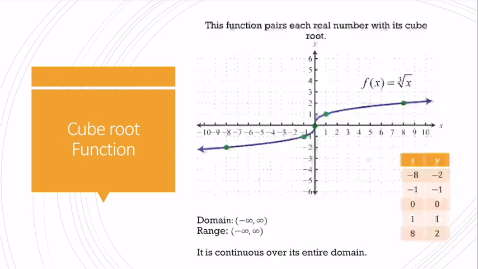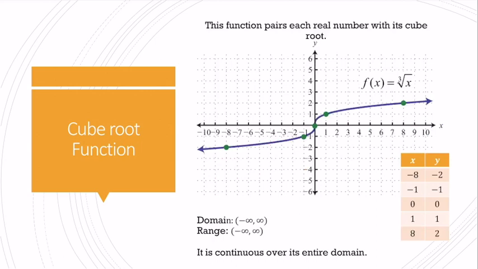Next, this function pairs each root with its cube root. This is the cube root function, okay? And remember, with cube roots you can take the cube root of negative numbers. So the cube root of negative 8 is negative 2. The cube root of negative 1 is negative 1. The cube root of 0 is 0. The cube root of 1 is 1. And the cube root of 8 is 2. Because x can be positive and negative, and y can be positive and negative as well, our domain and our range are all real numbers.